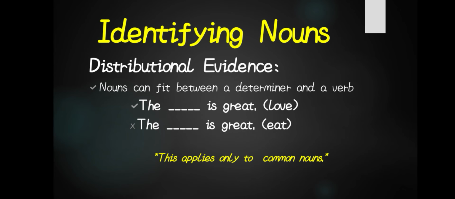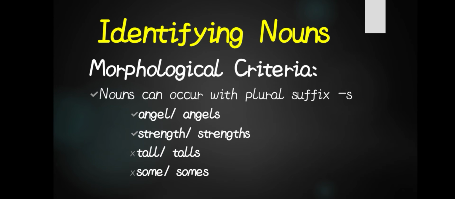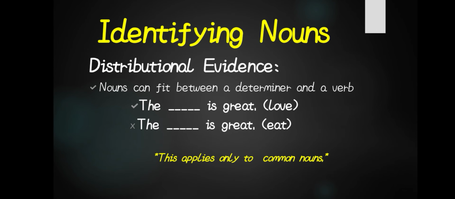Okay. Next, another basis in identifying nouns, if it doesn't appeal to the morphological criteria, if you can't add an s, is another basis. Our other basis: nouns can fit between a determiner and a verb. Determiner, in other terms, is an article. Like this, that, those. Articles: the, a, and an. Those are singular determiners. Okay.